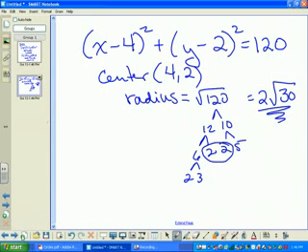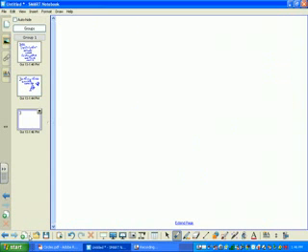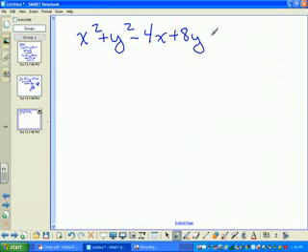Now, the harder ones are the ones that are not in standard form when you originally have them. This way right here, the h and k way, is your standard form. Sometimes you get equations in general form where everything's already been multiplied out. For example, you might have one that is x² + y² - 4x + 8y + 11 = 0.